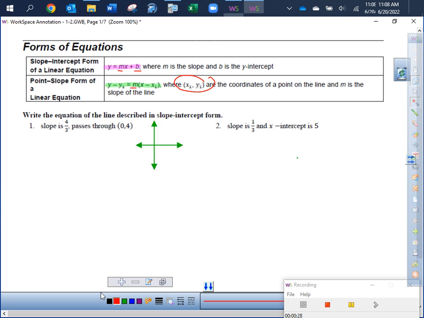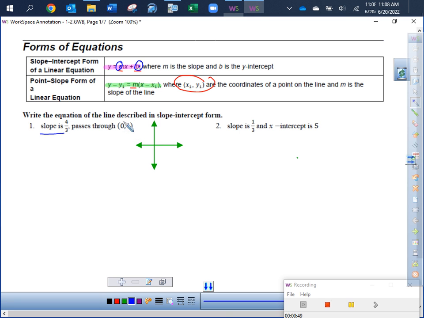So let's get started. Write the equation of the line described in slope-intercept form. So they mean they want the final answer in y equals mx plus b. It all depends on what they give us. If they give us a slope and a y-intercept, we are in good shape. So first one, did they give us a slope? Yes. Did they give us a y-intercept?